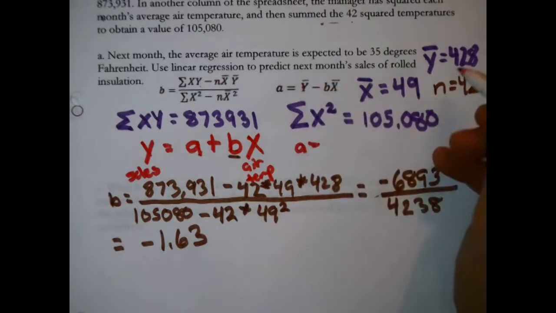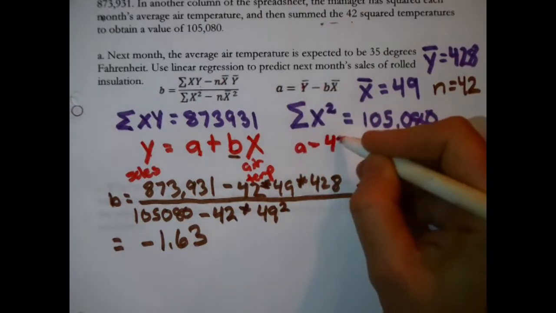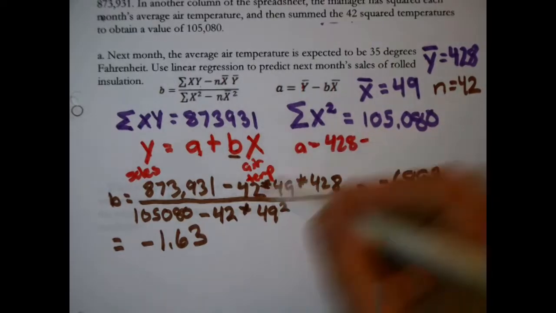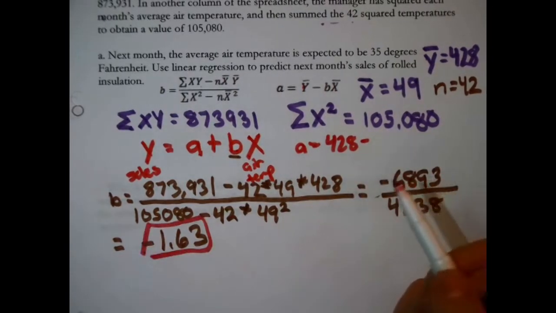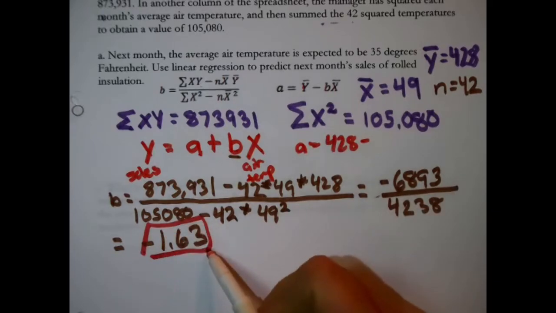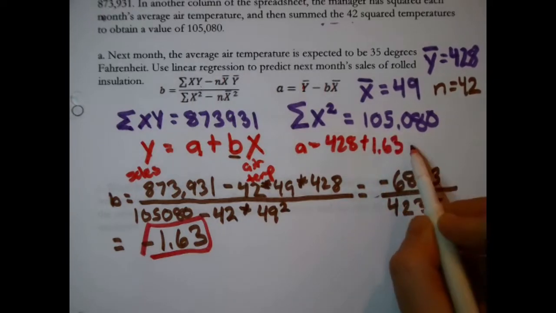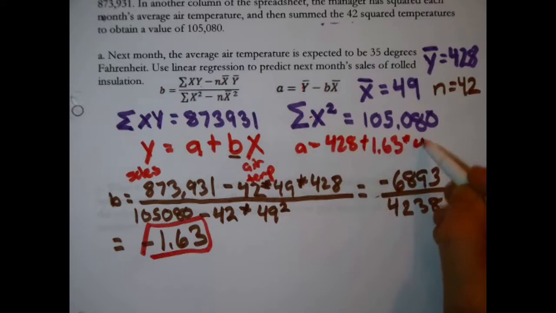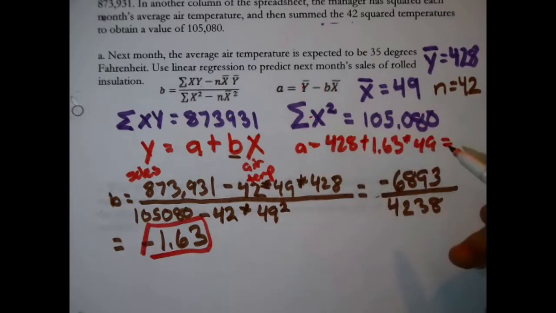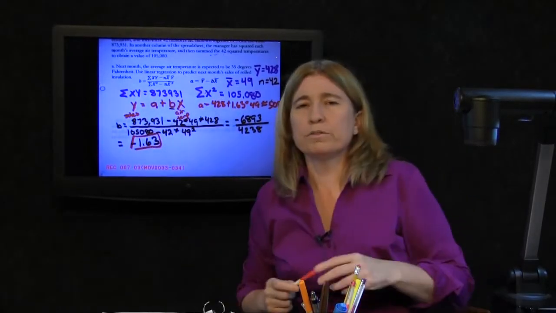From the formula, the only thing that we need is the average y, 428, minus b, minus the result here. So minus a negative 1.63, minus a negative is plus, it reverses it, 1.63 times the average x, which is 49. So this A, the intercept, I got 507.87. Basically, I'm going to round it to 508. Okay, now we filled out those two formulas.